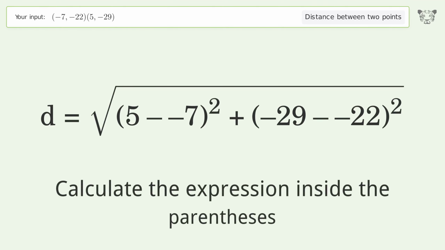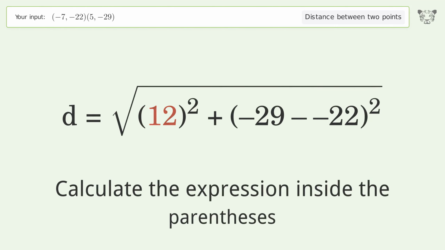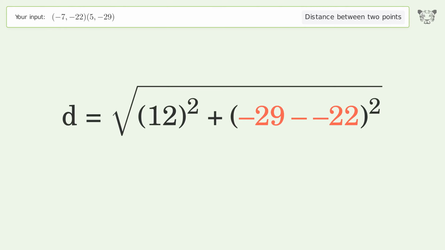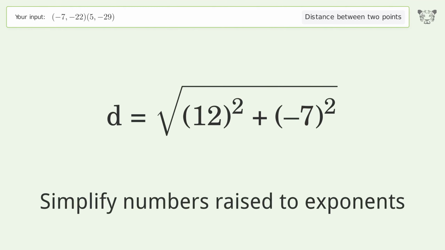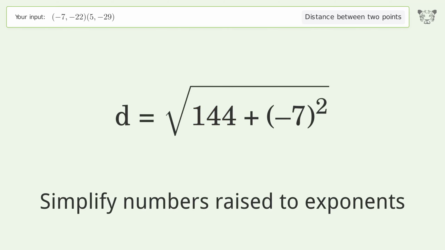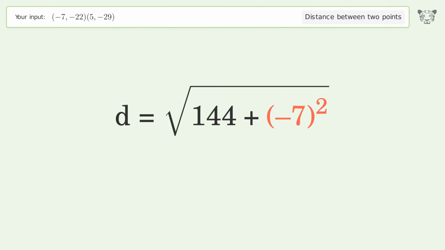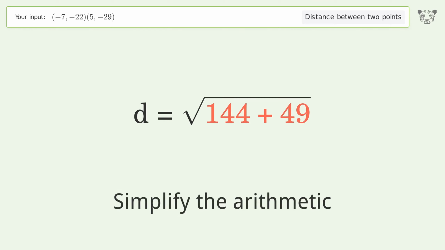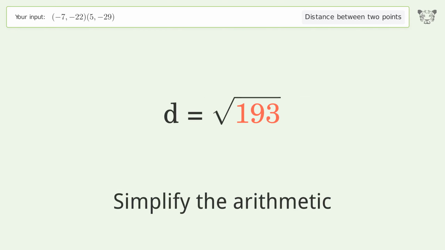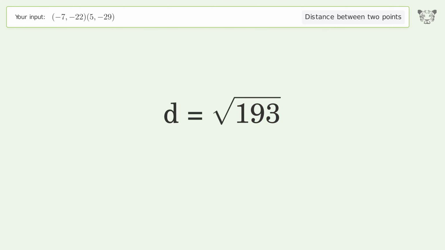Calculate the expression inside the parentheses. Simplify numbers raised to exponents. Simplify the arithmetic. And so the distance between the 2 points is the square root of 193, or 13.892.